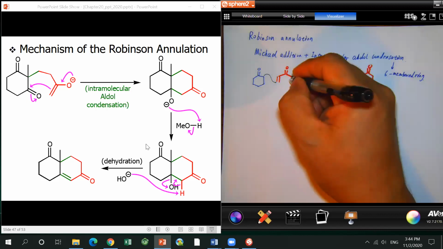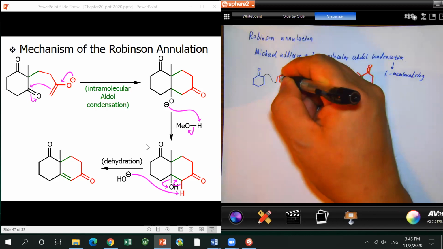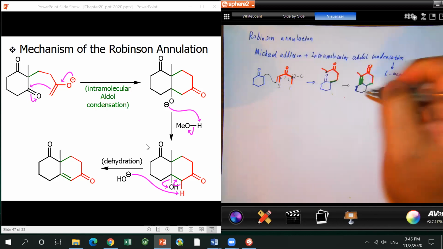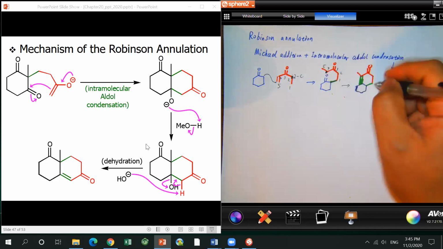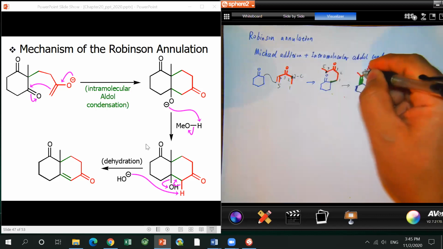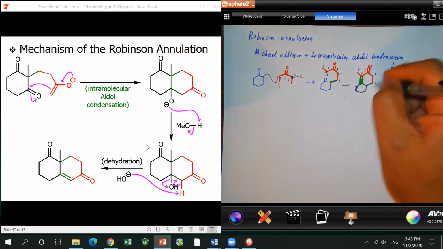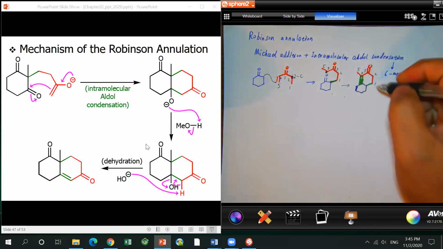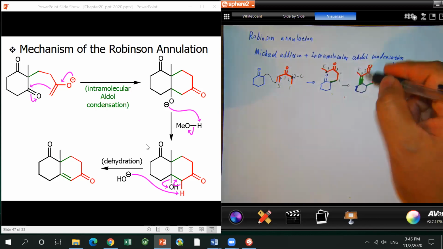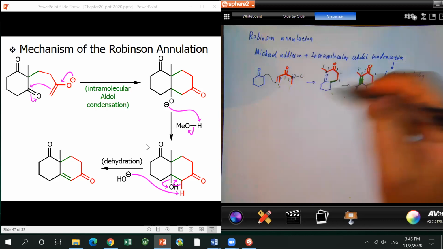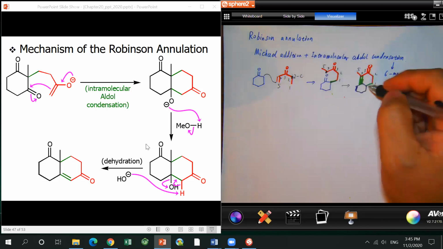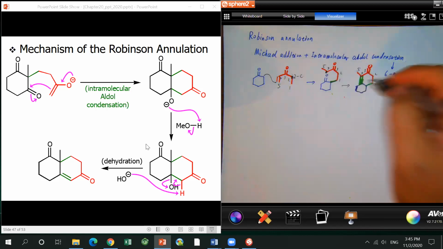So 1, 2, 3, 4, 5. Okay, all right. So let's say 1, 2, 3, 4, 5. After reaction, 1, 2, 3, 4, 5, and then a 6-membered ring. Okay, the alpha beta unsaturated ketone contributes 4 carbons, and then the original nucleophile, this ketone, contributes another 2 carbons. So that's the 6-membered ring, okay.